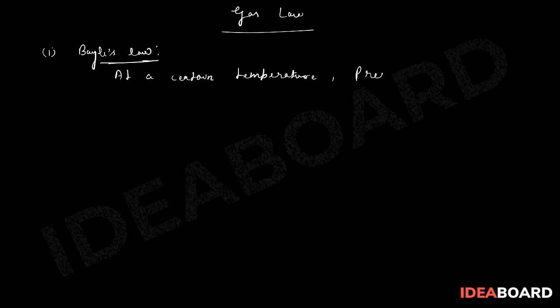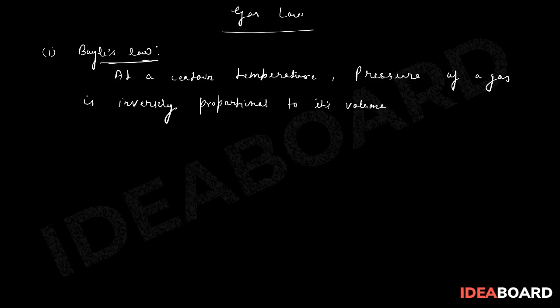pressure of a gas is inversely proportional to its volume. So now basically what Boyle's is saying, we know that ideal gas equation is PV is equal to nRT.